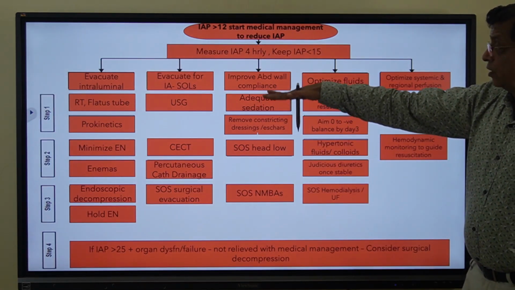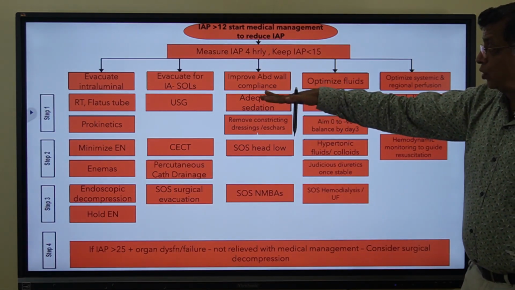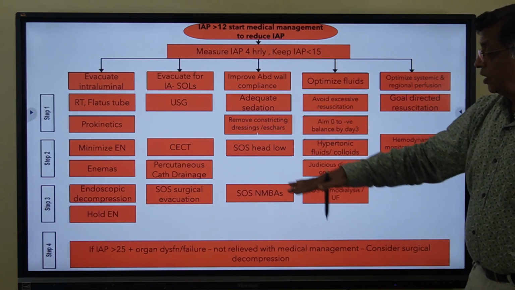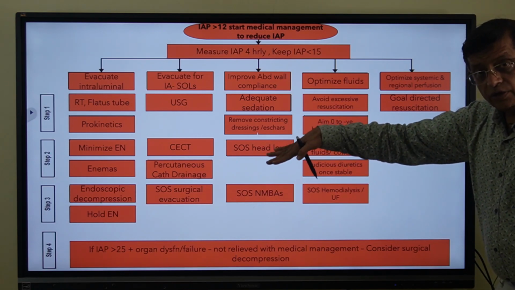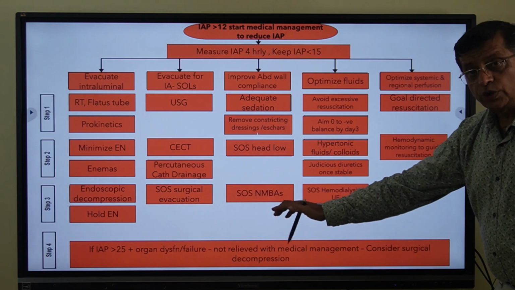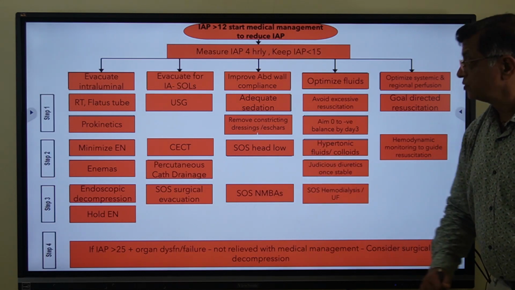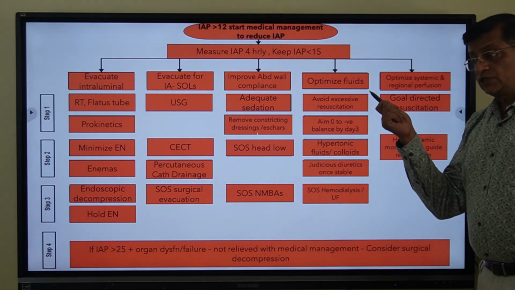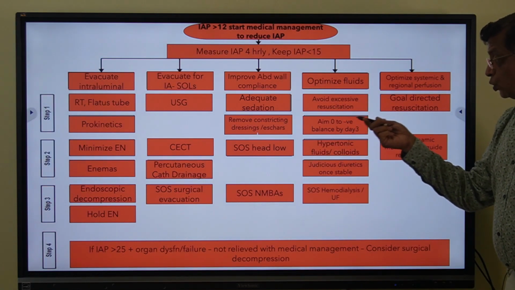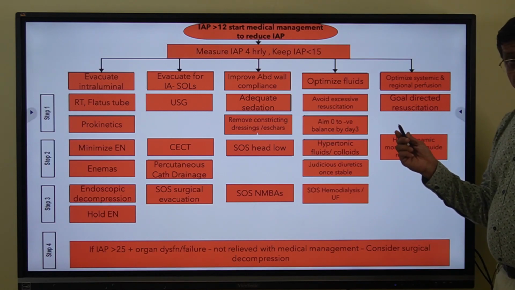If the abdominal wall compliance is not good, you can give adequate sedation, remove constricting dressings, etc. Try to keep the patient in head-up position, reverse Trendelenburg. SOS, you can give neuromuscular blocking agents. Optimize fluids, avoid excessive resuscitation, aim for zero to negative fluid balance by day 3.